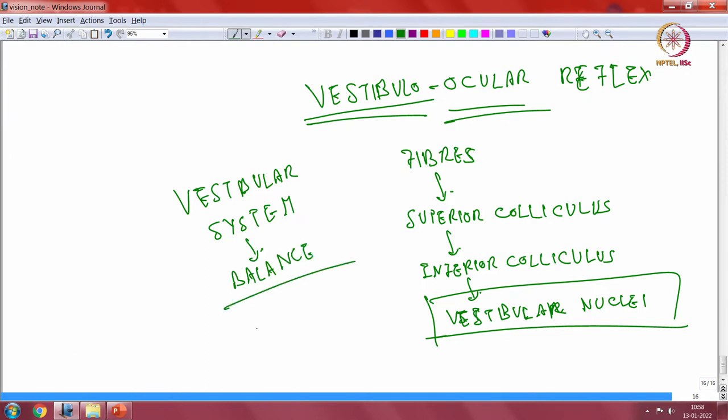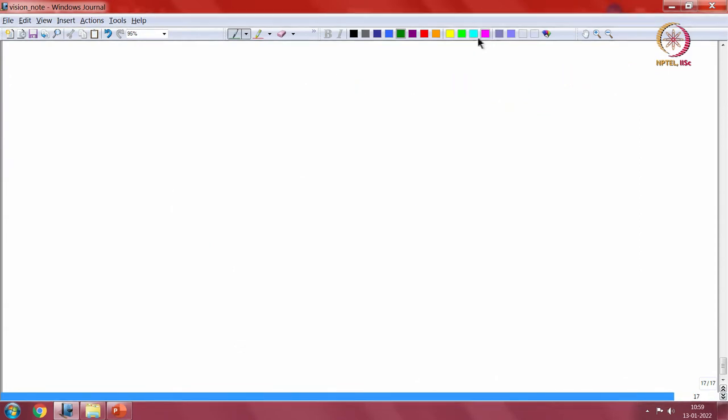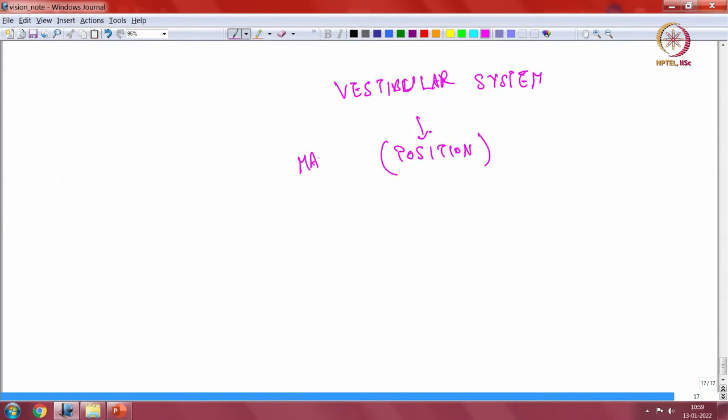Balance is the sense of static and rotational equilibrium. So the vestibular apparatus is one of the mechanisms of position. The vestibular system is for position maintenance. So its function ensures that whatever position you want to achieve, it is perceived. I use the term perceived or sensed. So you would sense your position with this.